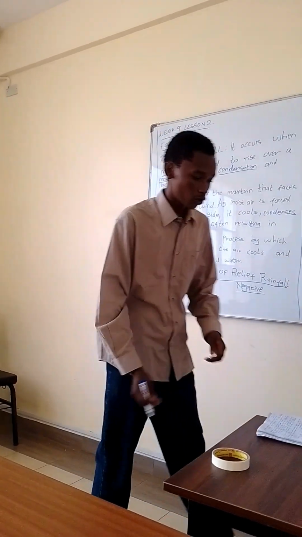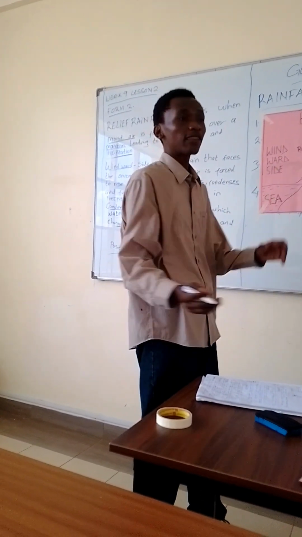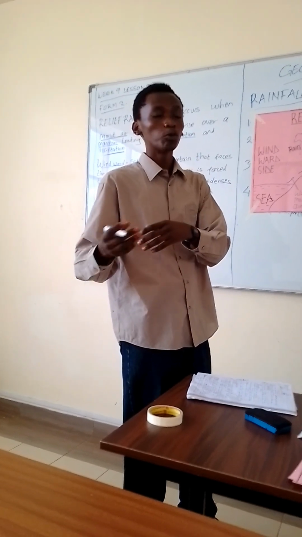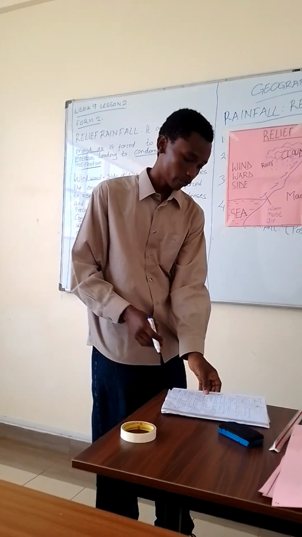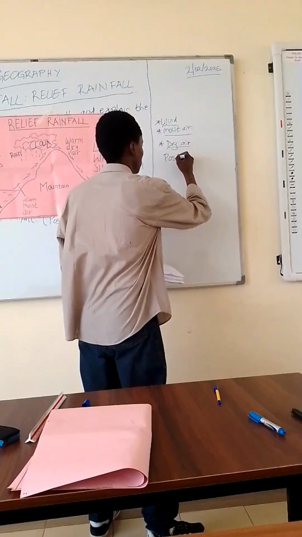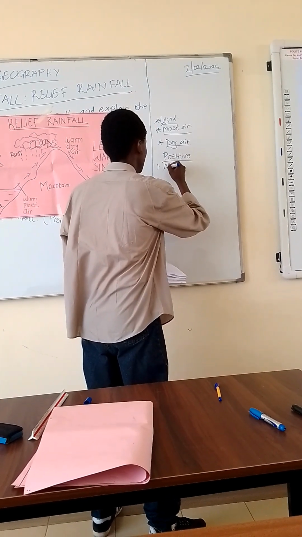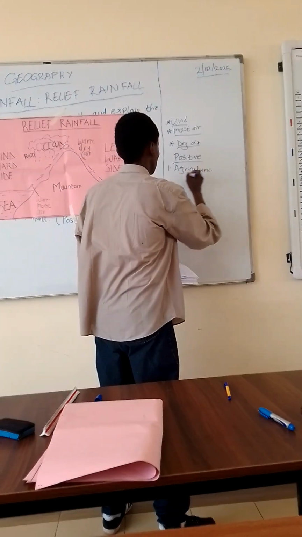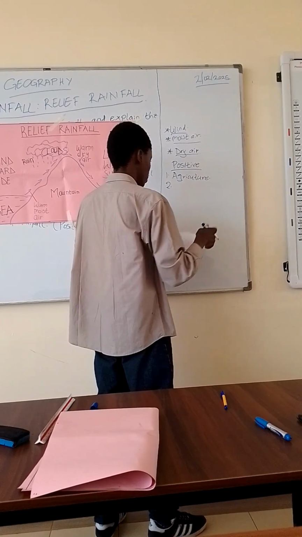Yes, okay. So let me write for you some of the positive effects, and then we'll go and read more on them, and then for our next class we'll start by explaining them. So on positive effects, number one is agriculture. Number two, there's water resource.